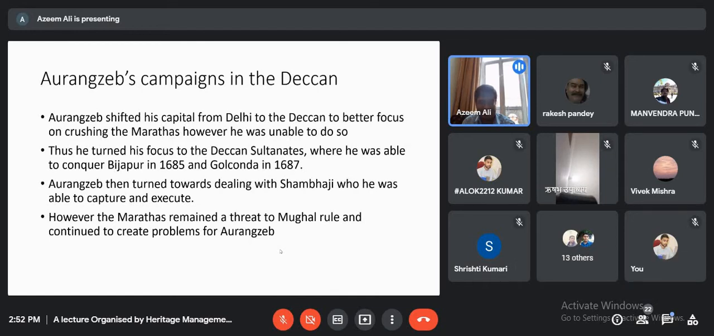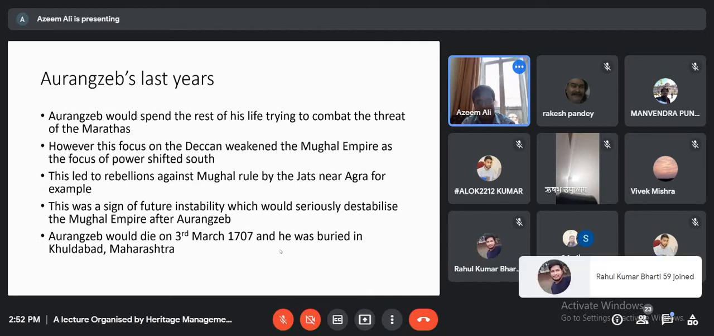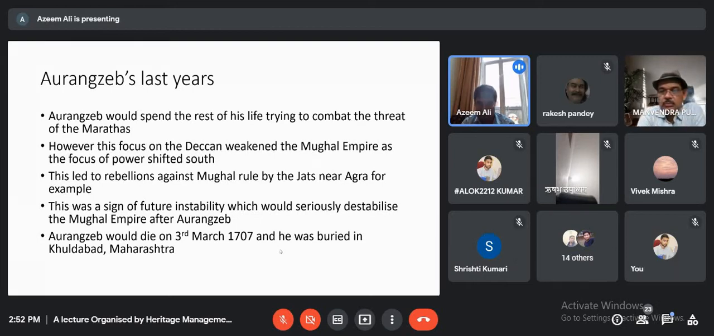But despite the death of Shambhaji, the Marathas remained a threat to Mughal rule and continued to create problems for Aurangzeb. And Aurangzeb would spend the last years of his life trying to combat the threat of the Marathas. But this focus on the Deccan weakened the Mughal Empire as the focus of power shifted south. And this led to rebellions against Mughal rule by the Jats, for example, near Agra. This was a sign of future instability, which would seriously destabilize the Mughal Empire after Aurangzeb. And Aurangzeb would die on the 3rd of March, 1707, and he was buried in Khuldabad in Maharashtra.